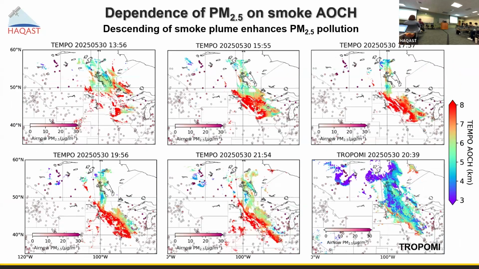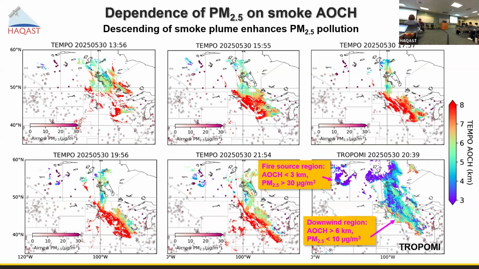Next, I will show some detailed analysis about the dependence of the surface PM2.5 on this smoke AOCH. The bottom right panel shows the daily TROPOMI observation of this AOCH. We can clearly see that in the fire source region, the AOCH observations are really low and PM2.5 is really high. In the downwind region, this AOCH can be higher than 6 kilometers, and PM2.5 is much lower. Although TROPOMI can provide this difference between the source region and downwind region, TEMPO can provide more information about the diurnal variation of smoke plume and surface PM2.5.